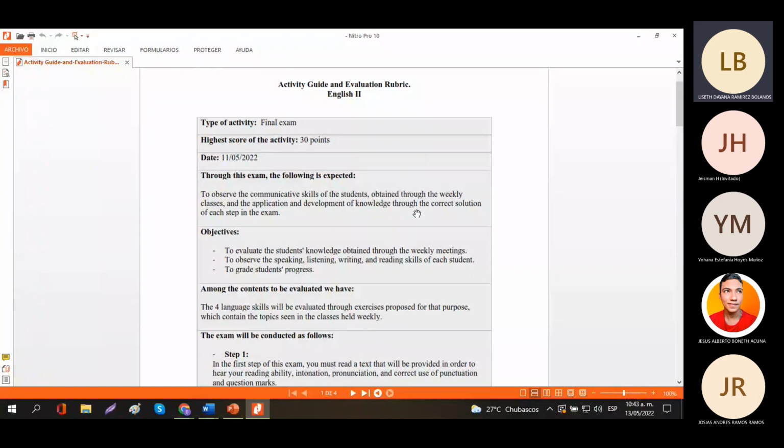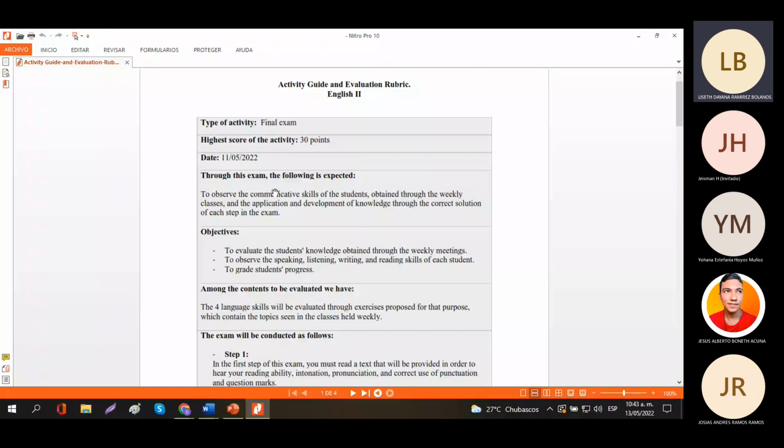Okay, let's start. This is the activity guide and evaluation rubric. Type of activity is final exam, and the highest score of the activity is 30 points. Date: in Mexico, this day is the 13th of May 2022.